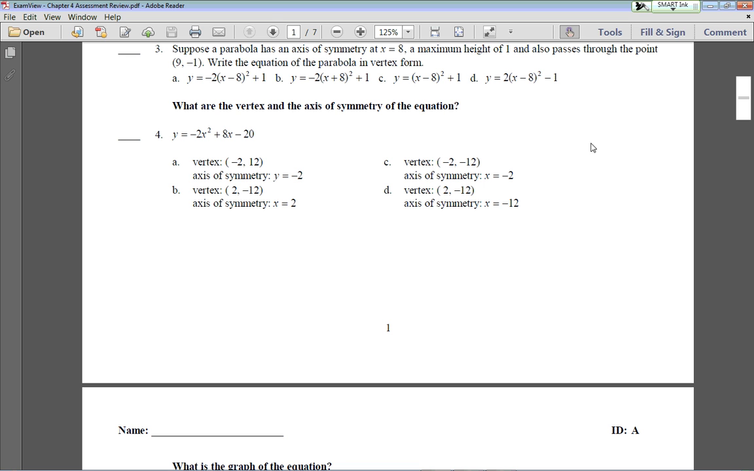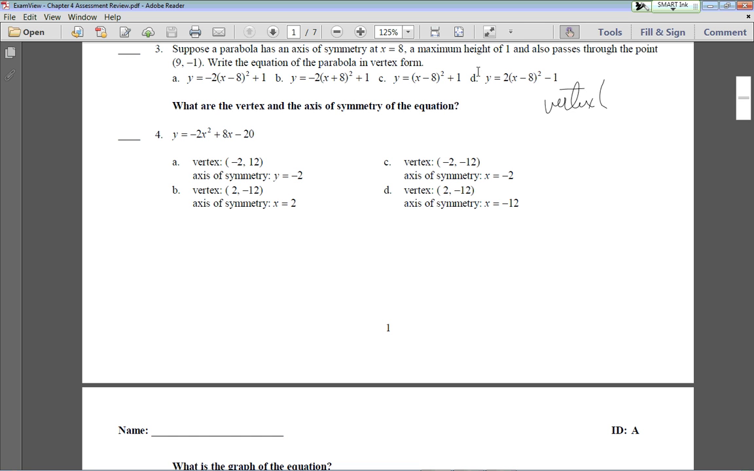All right, number 3. Suppose a parabola has an axis of symmetry at x equals 8, a maximum height of 1, and also passes through the point (9, -1). Now, here's what you have to think about here. Your maximum or minimum of your parabola always, always, always occurs at your vertex. So basically, what they're giving us here, they're telling us that our axis of symmetry is x equals 8 and the maximum height is 1. They're basically giving us our vertex.